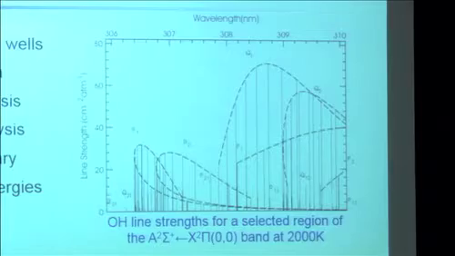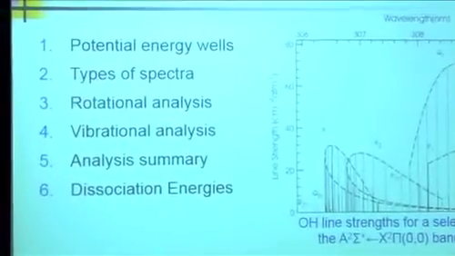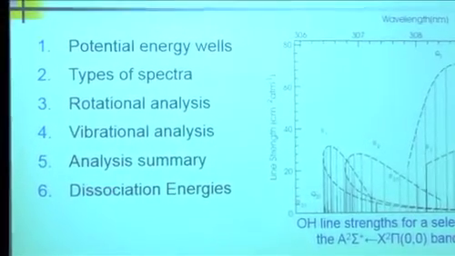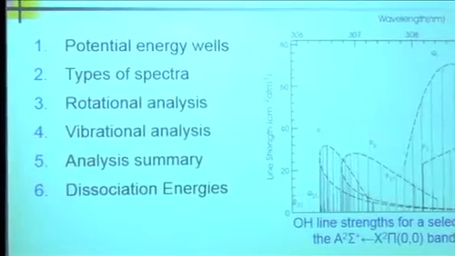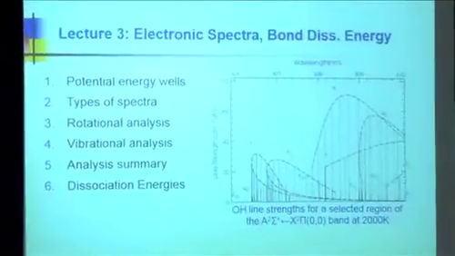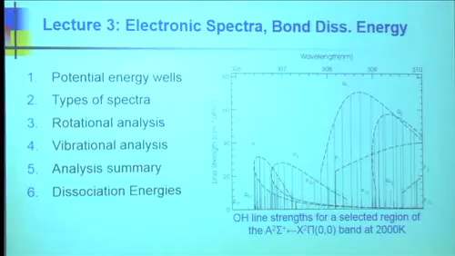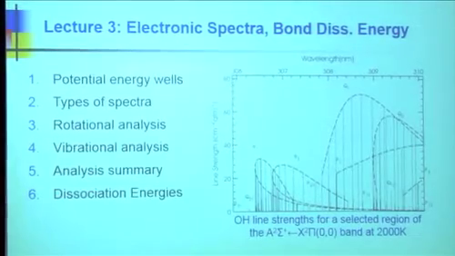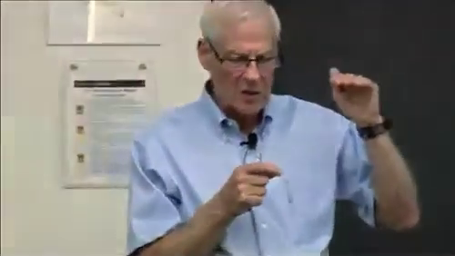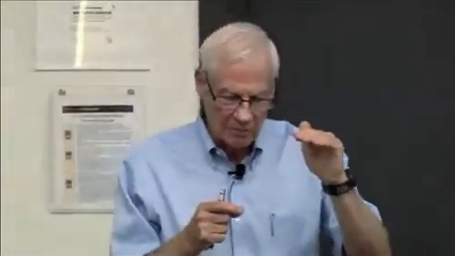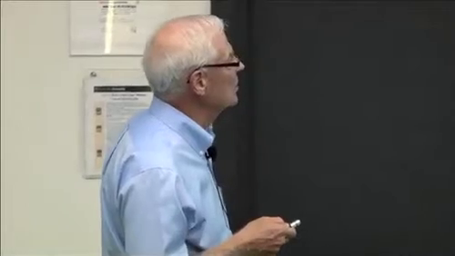Okay, so we're going to progress through 6 things here in lecture 3, which has more to do with electronic spectra. We did microwave, which is rotation. We did infrared, which is vibration, rovibrational. Now we're going to do a little bit of electronic. And when it's electronic, you can have electronic change plus vibrational change plus rotational change, and it's sometimes called rovibronic. Different words.